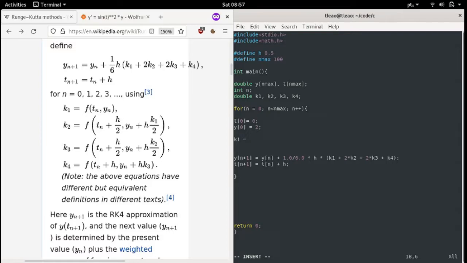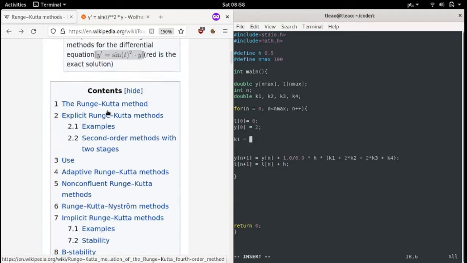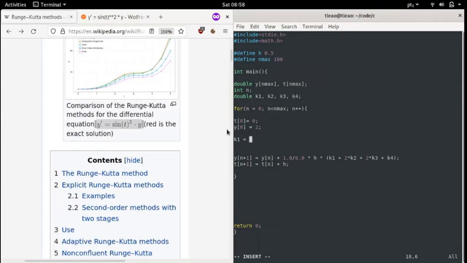K1 equals f of t n, y n. So what is f of t n, y n? Like I told you before, it is this function here. So f is sine of t n. Problem here is that we have a square, so there's other ways of doing that, but let's just use the power function, which is simply the power, and you can use the order here that you use. So this is equal to sine t squared times the second coefficient here, which is y of n.